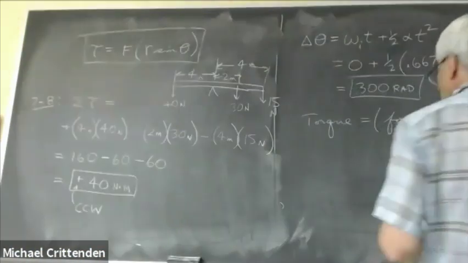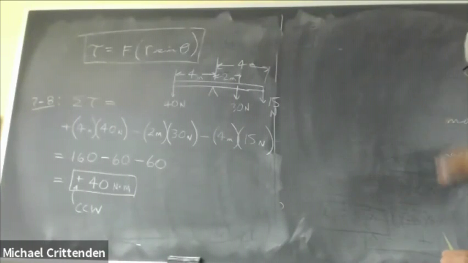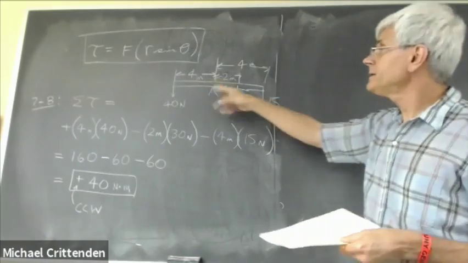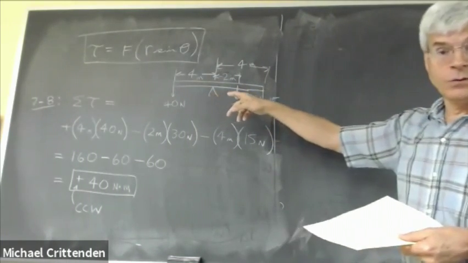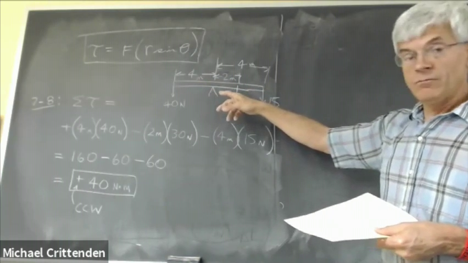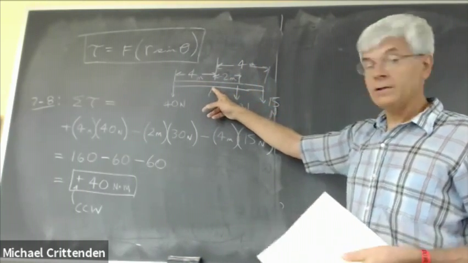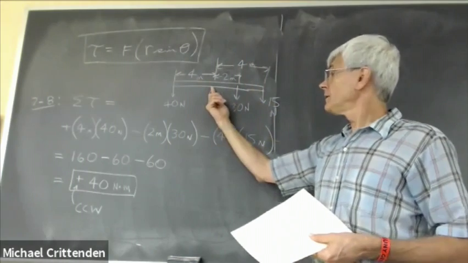Now, there are a couple of other forces that I didn't bother to draw. This was not a complete diagram of all the forces acting on this. I only drew in the ones that produce any torque, but a complete diagram would have shown a couple more forces. First of all, there's the supporting force from the pivot here.